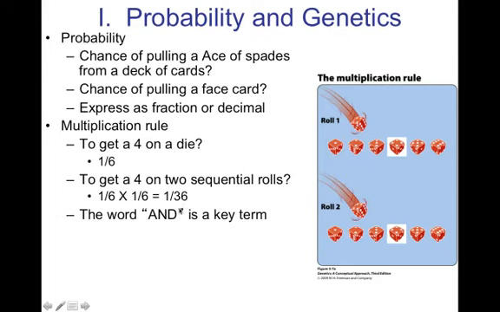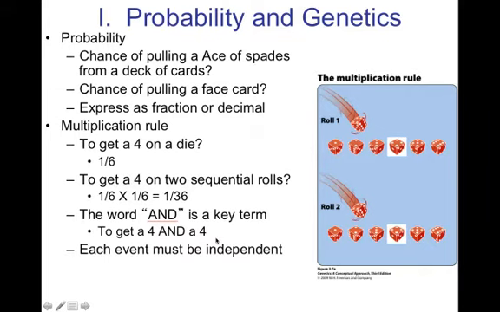So whenever you see these, the word "and" is key. If you see the word "and," you know we're talking about the multiplication rule. And you know that you're going to multiply the two probabilities. So to get a 4 and a 4, you would multiply 1/6 by 1/6. In order for the multiplication rule to apply, each event has to be separate and independent. So having a girl baby and then a girl baby. The second event is not dependent on the first event.